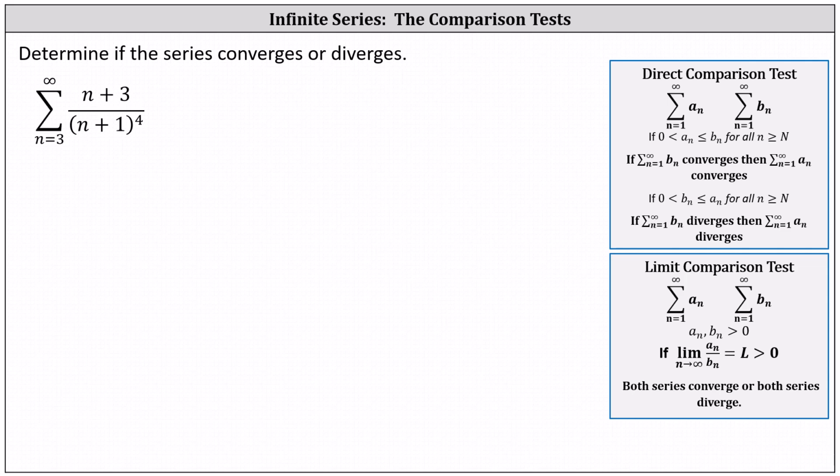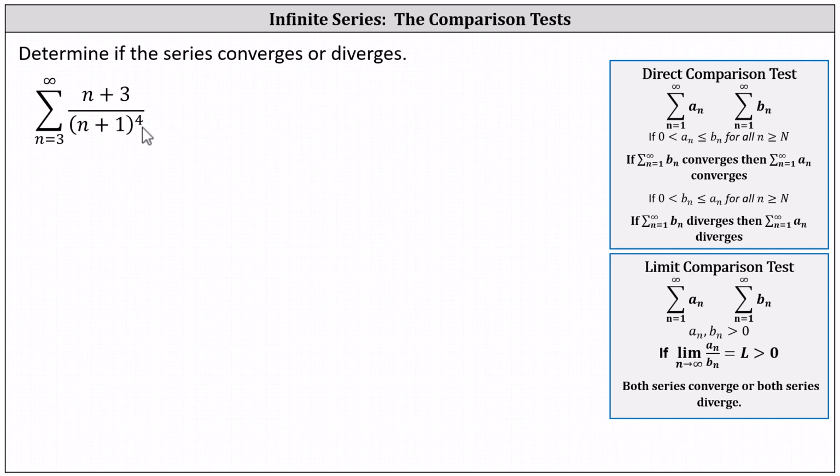To determine if the series converges or diverges, we'll be using the limit comparison test. We are given the sum from n equals 3 to infinity of the quantity n plus 3 divided by the fourth power of n plus 1. We need to begin by determining what series to compare this to.